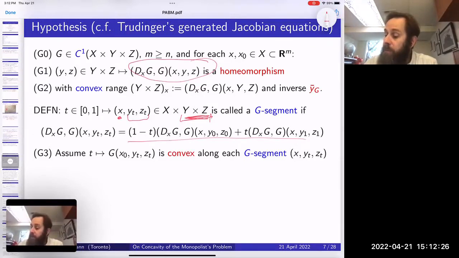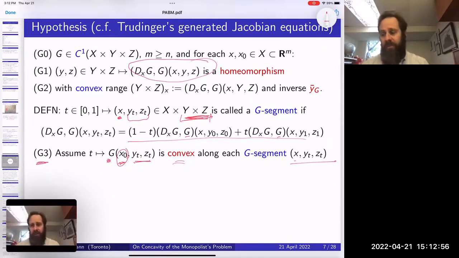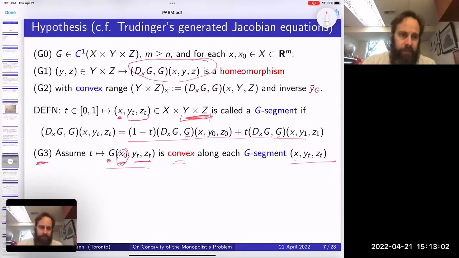And the crucial assumption is this: if you look at any G segment, and then you change the buyer type but look at that path in the product price space. Of course, if x naught equals x, then as part of this definition, G is going to be an affine linear function of t. Now I want that if I perturb x naught away from x, it becomes convex, and moreover that it not only stays convex locally, but even for global perturbations of x naught relative to x, I want the direct utility to be a convex function of t. So that's going to be my hypothesis G3.